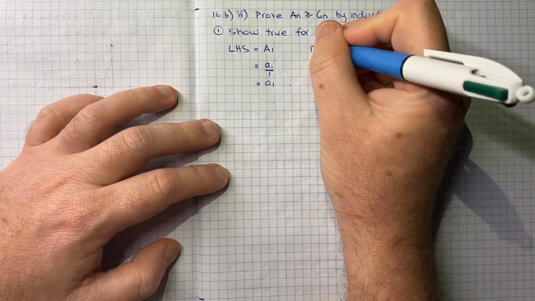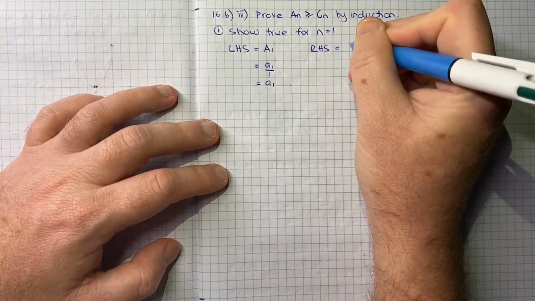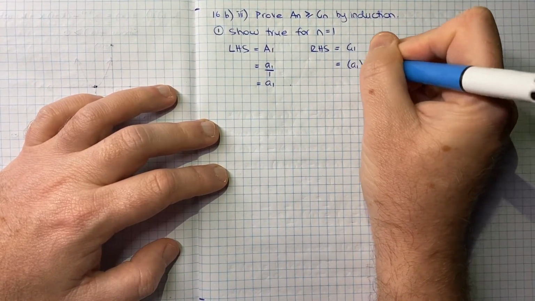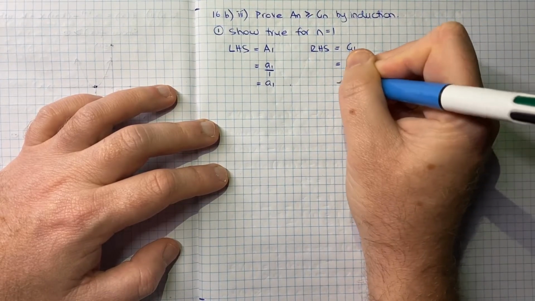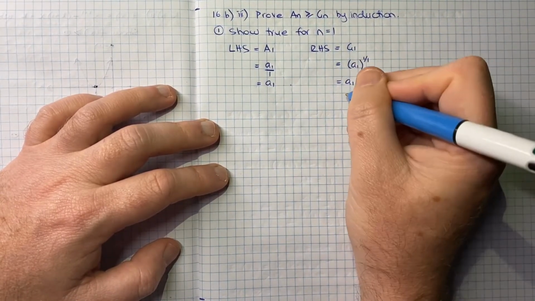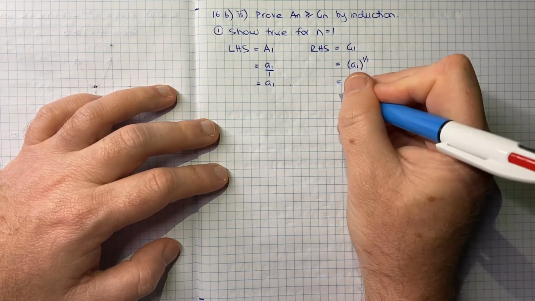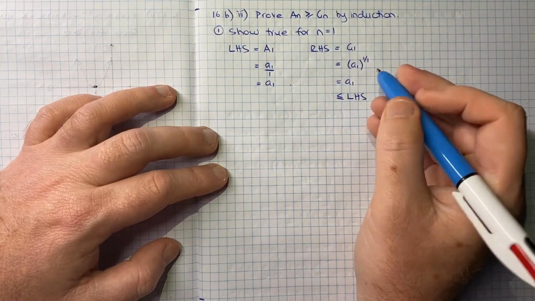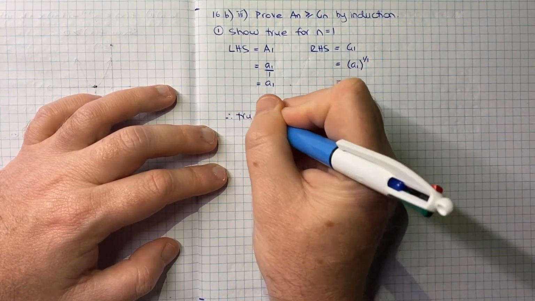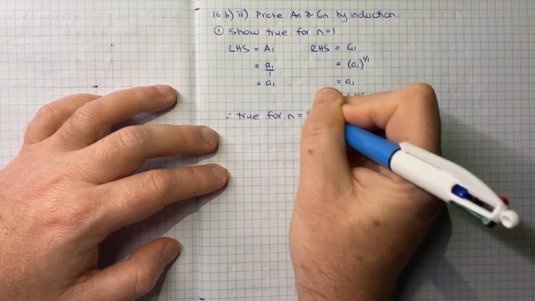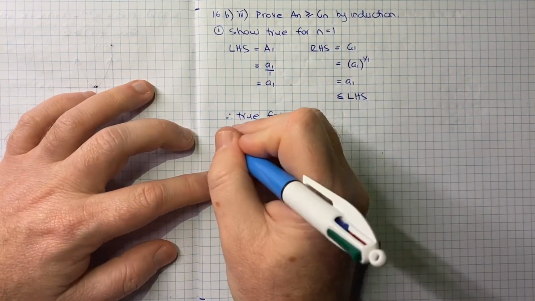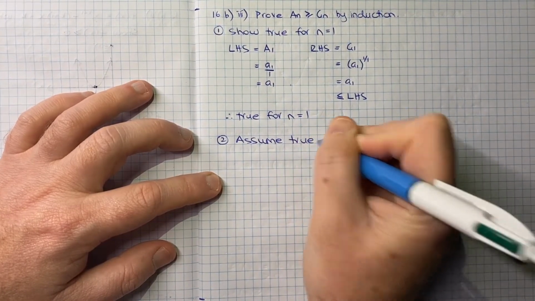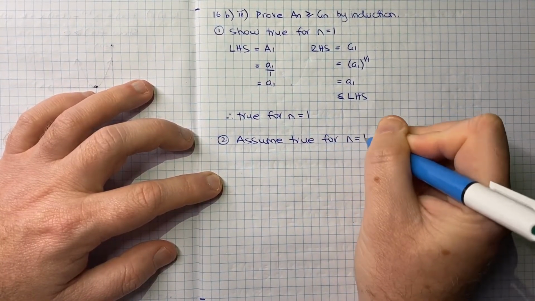Now the right-hand side would be equal to G_1, which would be just a_1 to the power of 1 on 1, and that's also going to be a_1, which is technically less than or equal to the left-hand side, because in this case we've got equality. So therefore we can say that it is true for n equals 1. Now step 2 would be to assume true for n equals some integer k.